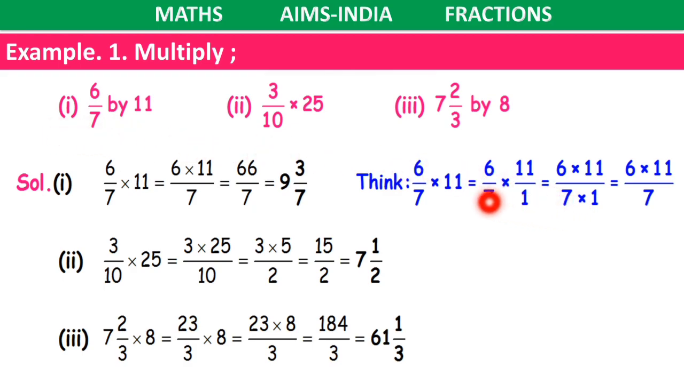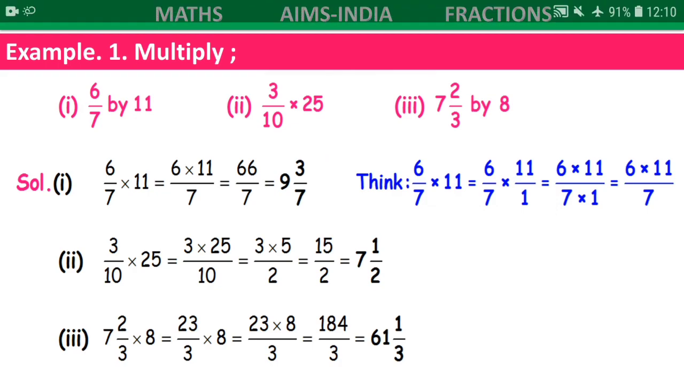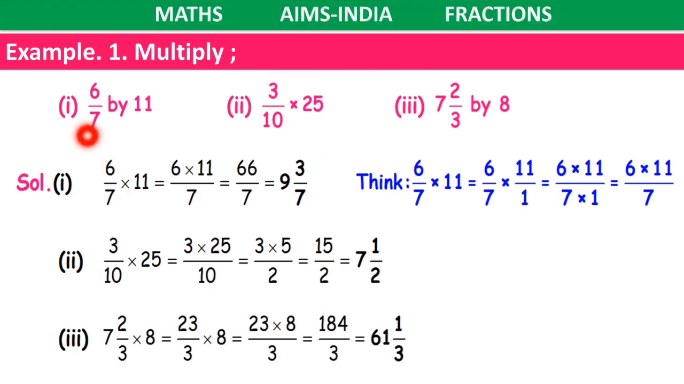Now examples. Let us solve some examples now. Multiply 6 by 7 by 11. What is our first question? Multiply 6 by 7 by 11. See, what are these? One is a fraction and the other is a whole number. Now you can simply multiply the numerator and the whole number, that is 6 into 11 divided by our denominator 7. 6 into 11 becomes 66 and 7 as it is.